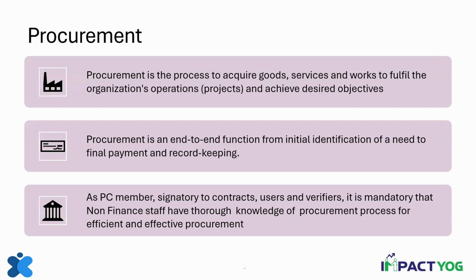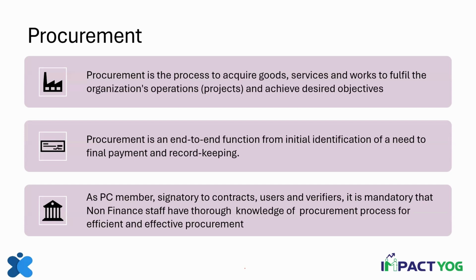So within the finance function or the finance policy, normally you have the procurement policy. Sometimes the procurement policy is separately formulated, but it is normally part of the finance policy. And this is an end-to-end function, as we will see. End-to-end meaning there is a full process, from identification of a need. Do we need this product? To receipt and payment, and finally record keeping.